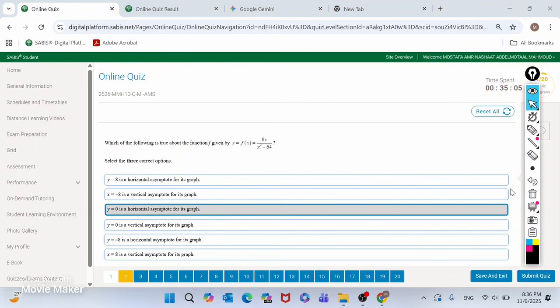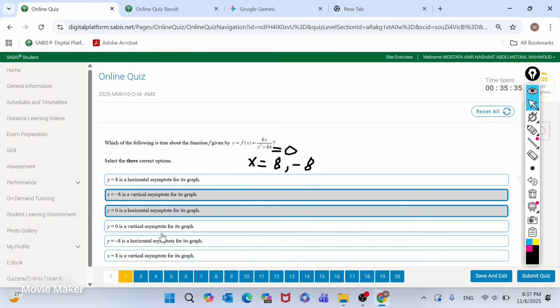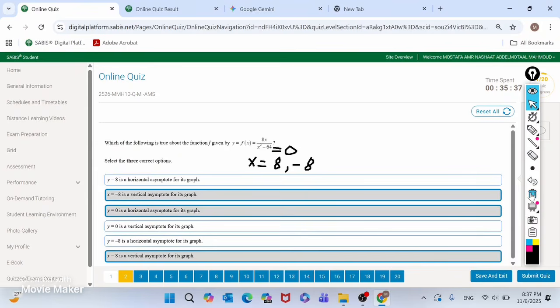Now the vertical asymptote, put the denominator equal to 0. So x squared equals 64. Put it on your calculator, you get x equals 8 or negative 8. So the vertical asymptotes are 8 and negative 8. Negative 8 is a vertical asymptote, 8 is a vertical asymptote.